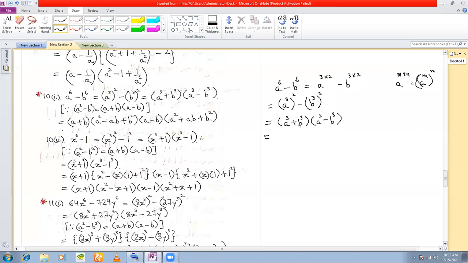Now what I do is I split a cube plus b cube by the usual formula, a plus b into a square minus ab plus b square. And I also split a cube minus b cube as a minus b into a square plus ab plus b square. So this has been split into 4 factors.